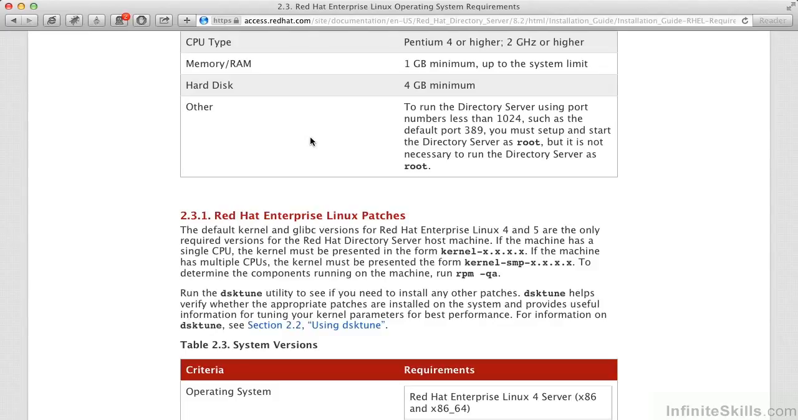I'm going to be running this inside of a virtual machine. If you're running it inside of a virtual machine, you can allocate as much hard disk as you've got. Certainly keep in mind the minimum memory so that you've got at least 1 gigabyte allocated to your virtual machine when you're creating it. And the CPU is going to be whatever the CPU is.